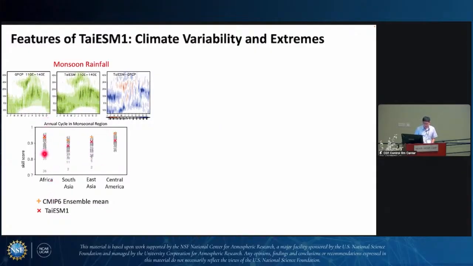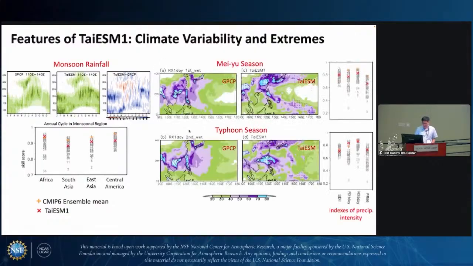These numbers are CMIP models, and the CESM is the red cross, and the ensemble mean is the orange cross. You can see that in most regions, CESM performs quite well, particularly over East Asia, which is surprising for us and meets our goal. And then we can consider the extreme precipitation in East Asia for the May season, which is in the spring, and also the typhoon season in the summer.